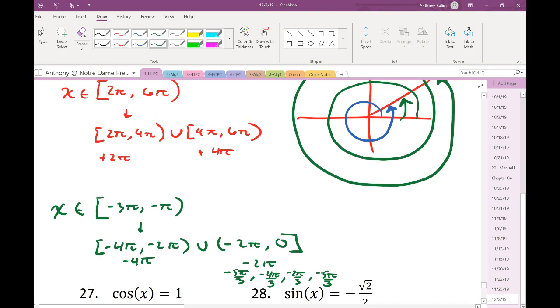For this problem, it's irrelevant, because are any of these values multiples of pi in my answers? No. So can I ever have a value that's at the endpoint to where it matters? No.